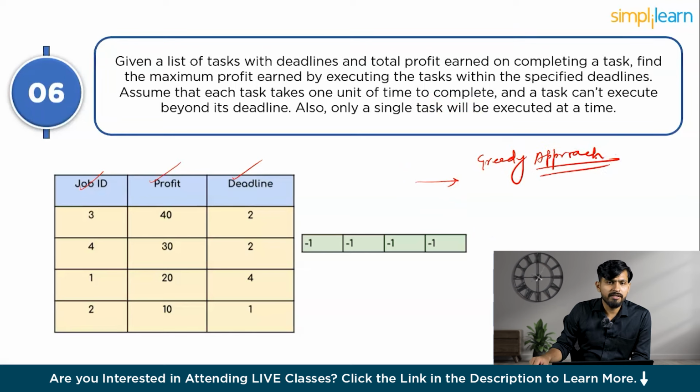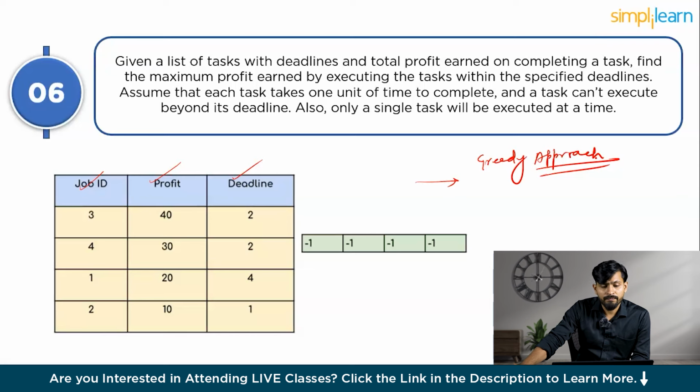And the idea will be pretty simple. You can consider each task in the decreasing order of their profits and schedule it in the latest possible free slot that meets its deadline. Very simple. Now, if no such slot is available, then don't schedule that task. So here you can arrange it.